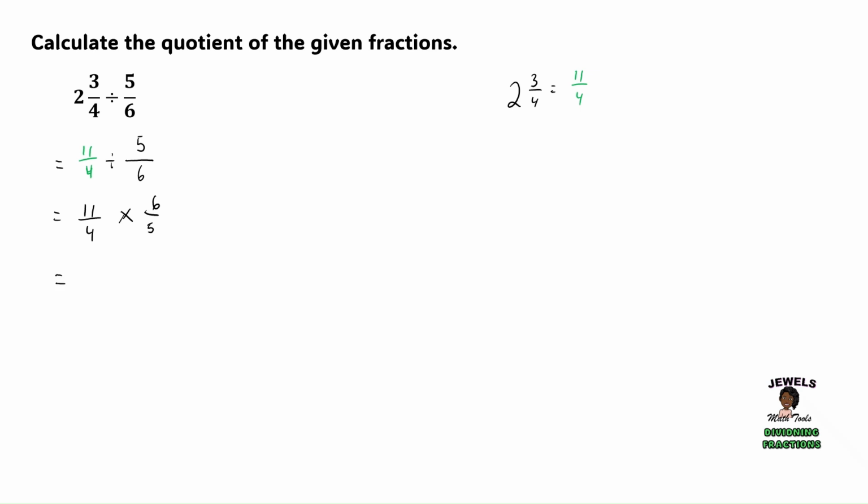So now that we have taken that step, we're now going to go through our multiplication where 11 times 6 will equal 66. 4 times 5 will equal 20. And now that we have multiplied, we're going to simplify our fraction as well.